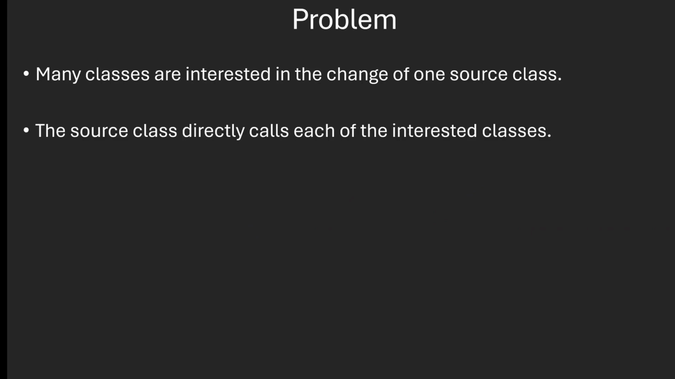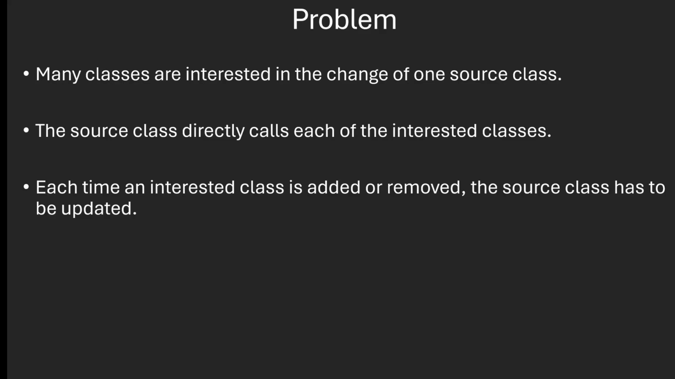This source directly called each of the interested classes in my poor solution, and each time an interested class needed to be added or removed from the system, the source class, that was the temperature sensor, had to be updated. This was simply inflexible. Every new change required existing code to be modified. So the observer pattern comes to the rescue.